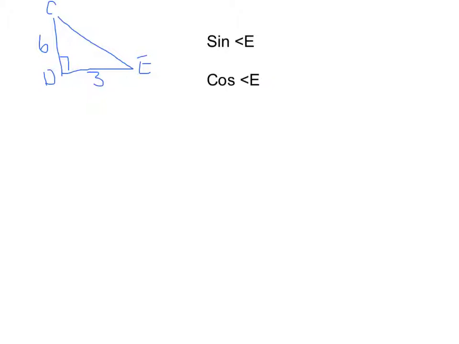So I'm going to use that to go back and write this ratio. My opposite of E is 6, and my hypotenuse, I just figured out, is 3 square root of 5. And I'm almost done because I just need to simplify this. So I can simplify 6 and 3. So my final sine ratio is 2 over the square root of 5.